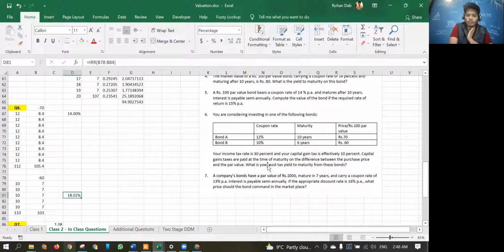So the question asks for a post-tax yield. So the post-tax YTM is 14% in this case and 18% in this case. Okay, I hope this part is clear.